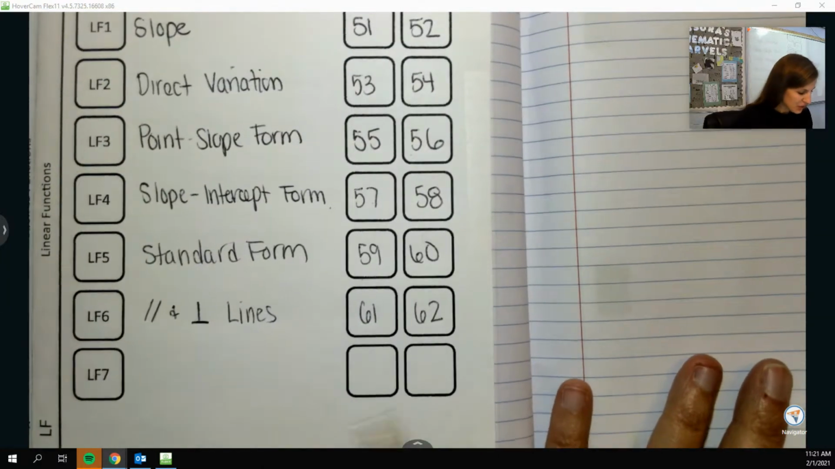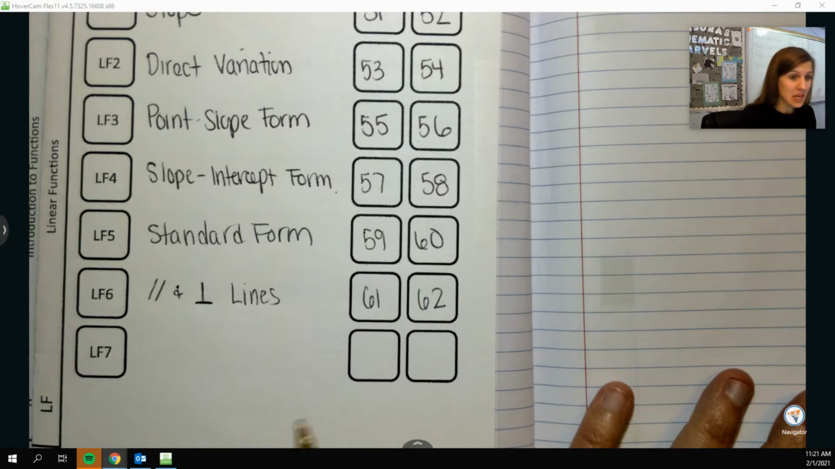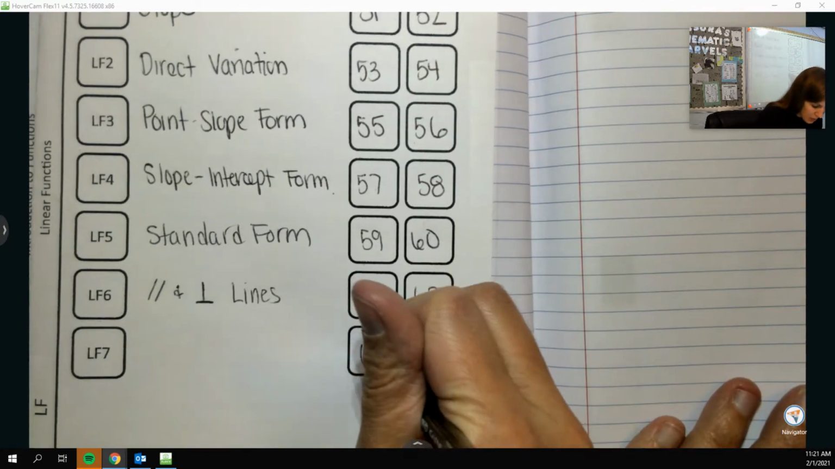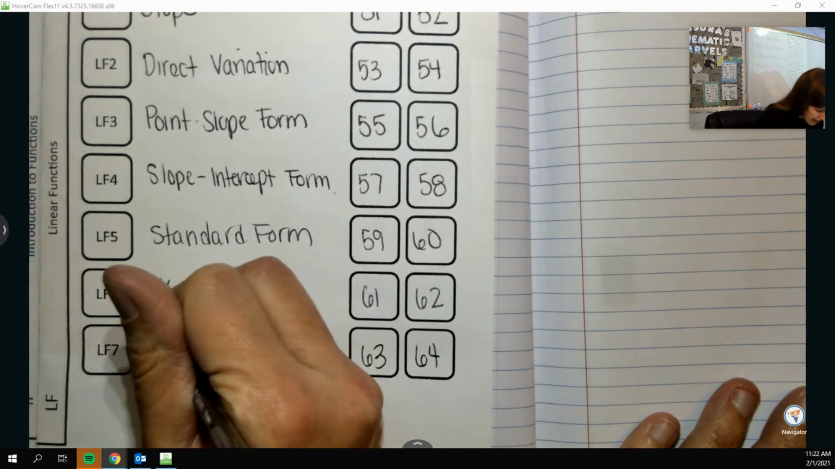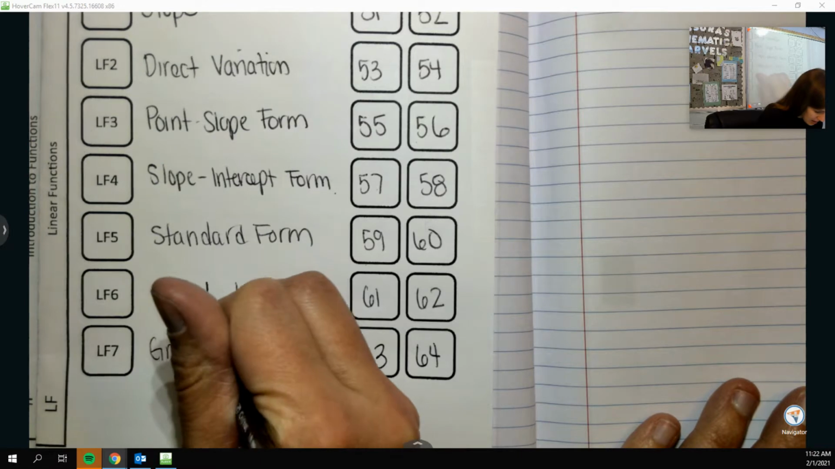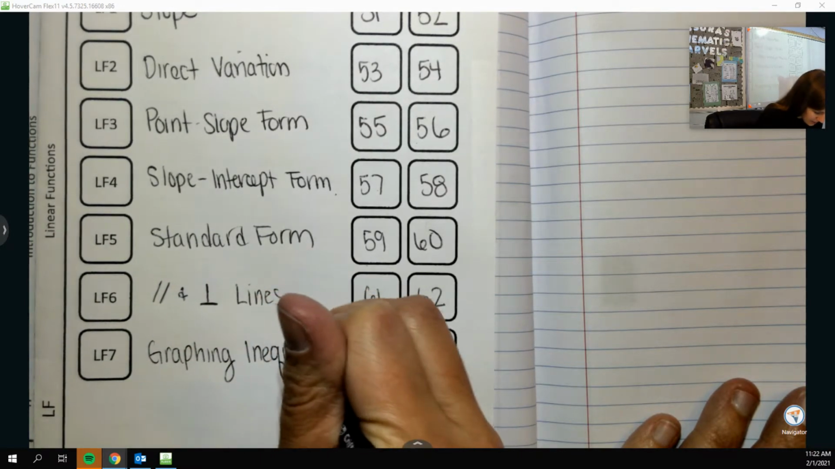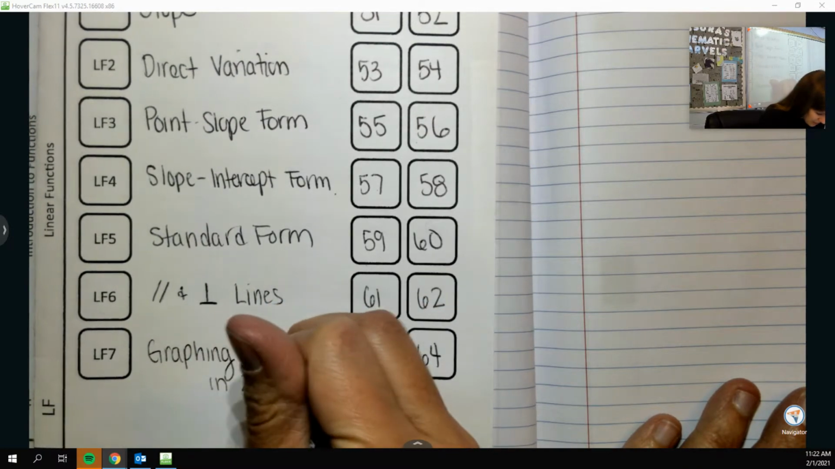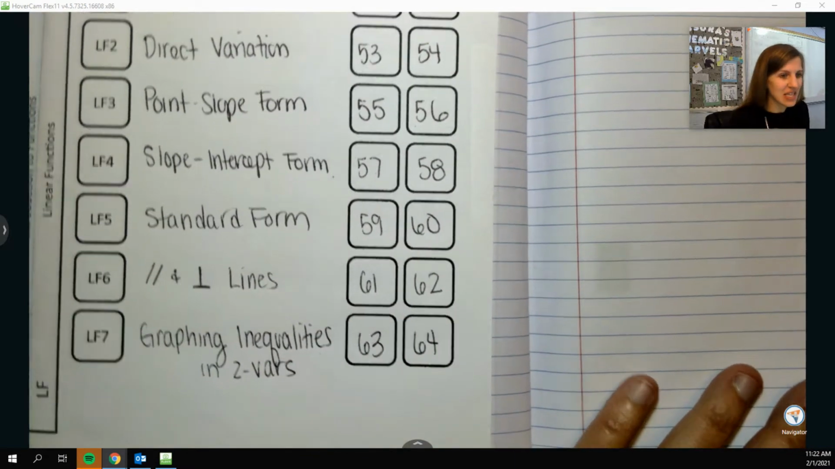All right, guys, we are going to add to our notebooks. And if you're keeping up with the table of contents, it might feel like we're done. We're actually kind of not. But we're going to add 63 and 64 today. And we're going to talk about graphing inequalities in two variables.